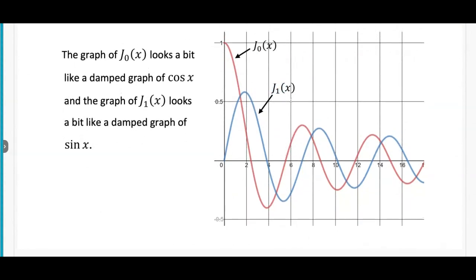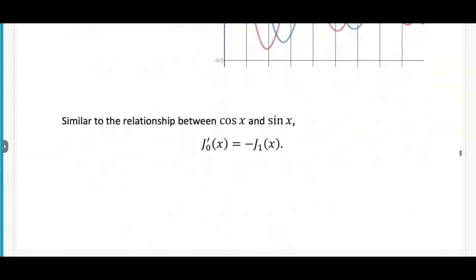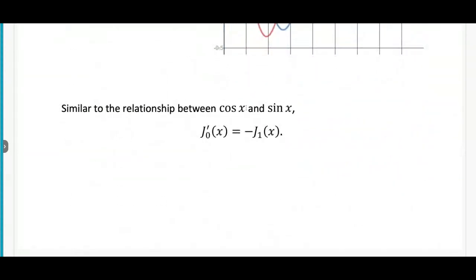Anyone has any question? It looks a little bit like before, when we were talking about the damped case. Anyway, it is similar to the solutions cosine and sine. So we have this relation: the first derivative of the zero order Bessel function of the first kind equals negative the first order Bessel function of the first kind.